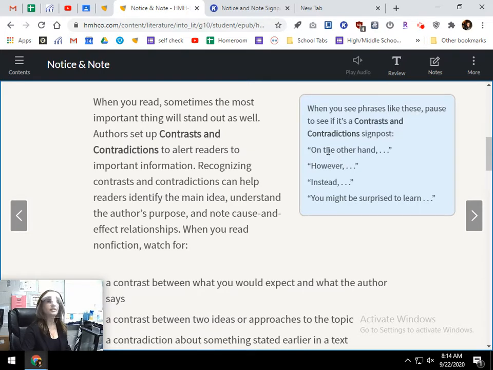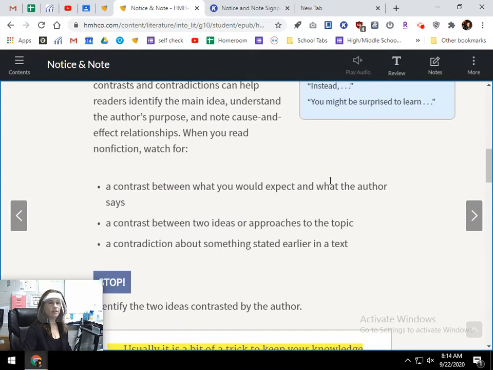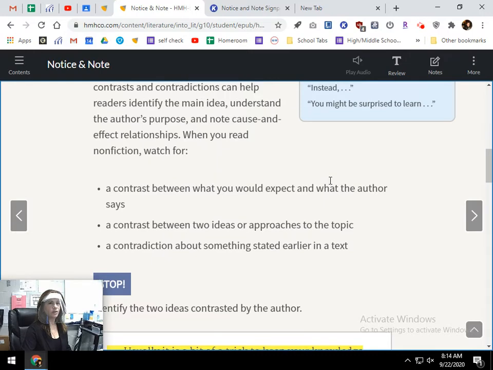Look at these phrases. Read those for me, Dagan. On the other hand, however, instead, and you might be surprised. Okay, can you see how that might introduce a contrast or a contradiction? Especially the on the other hand or however and instead, well, actually all of them. So when you see words like that, you might or probably will have a contrast or a contradiction.